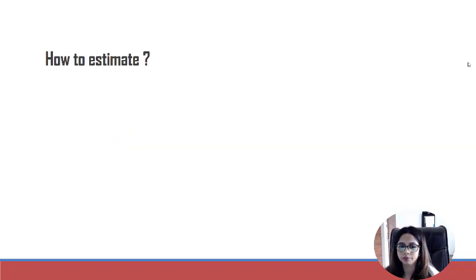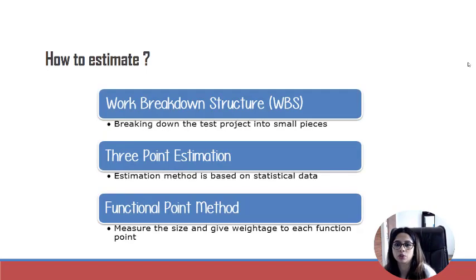Moving forward. How to estimate? Most important question. What all methods will we be applying to estimate? So very well known method, work breakdown structure. We'll talk about it in detail because it's a very interesting and important concept to know and learn. So how to estimate, we'll start with work breakdown structure understanding. Then there is something called 3-point estimation and functional point estimation or functional point method. So these are the 3 good ways of estimating your efforts. So the best one, we'll start with work breakdown structure.